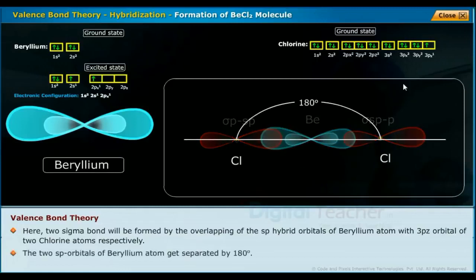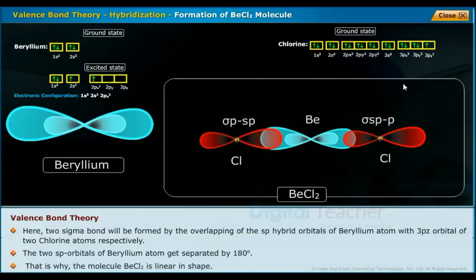The two sp orbitals of beryllium atom get separated by 180 degrees. That is why the beryllium chloride molecule is linear in shape.